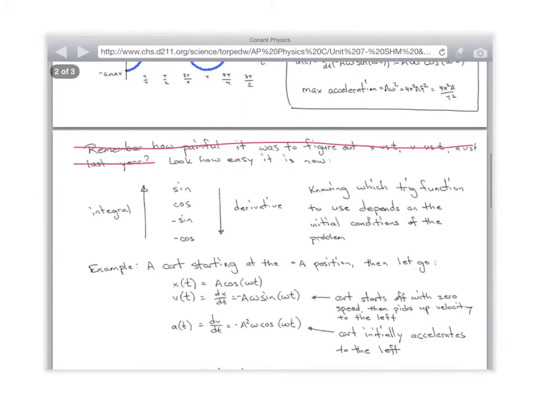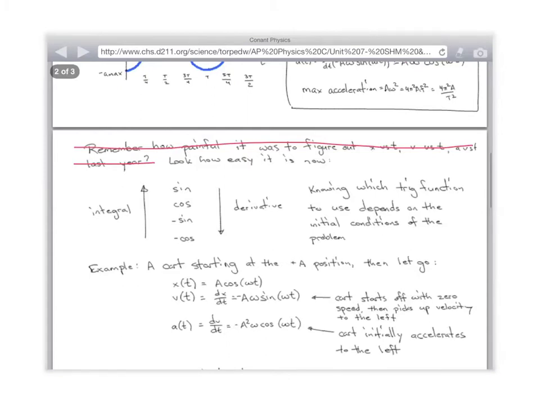Let's say you started it in the middle and you launched it to the right. Would position be sine or cosine? Positive sine. Do you see why? Wait, so position isn't always a cosine? No, it depends on where you start the thing.